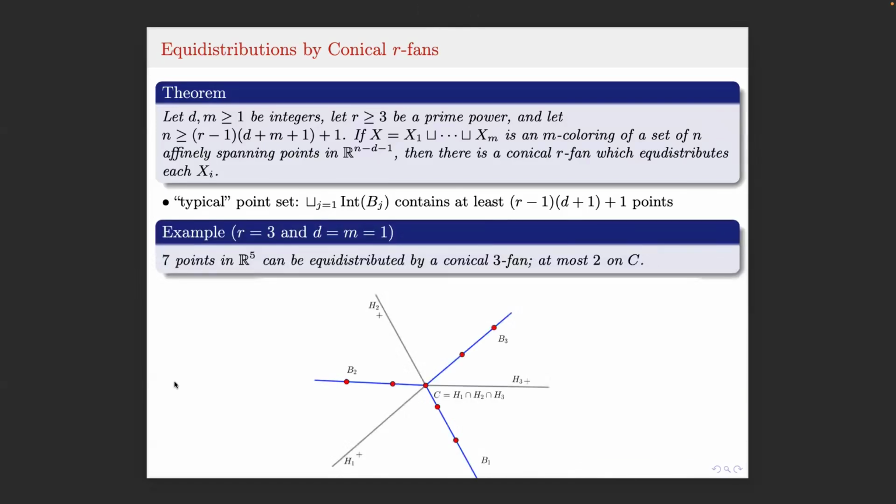So here's an example, the lowest example of the theorem, and that's when R is equal to 3 and both D and M are 1. So then we're saying that if we have 7 points in R^5, they can be equidistributed by a conical 3 fan. And if we're looking at a general point set, at most 2 points lie on the center. So the picture here is of a projection. This is all occurring in R^5, but I'm projecting into R^2. In other words, I'm taking R^5 and I'm modding out by the center. And then I have this equidistribution. So I have my 7 points, and then at most 2 lie on any open blade, and one of them is at the center of the fan. Or it could be that I have this picture, but there are 2 identified points, and 1 fewer on an open blade.